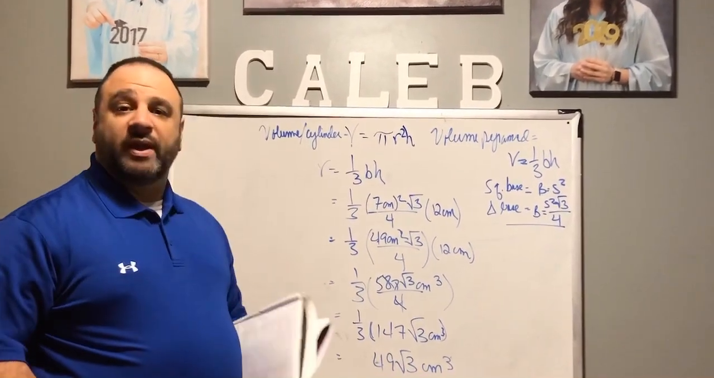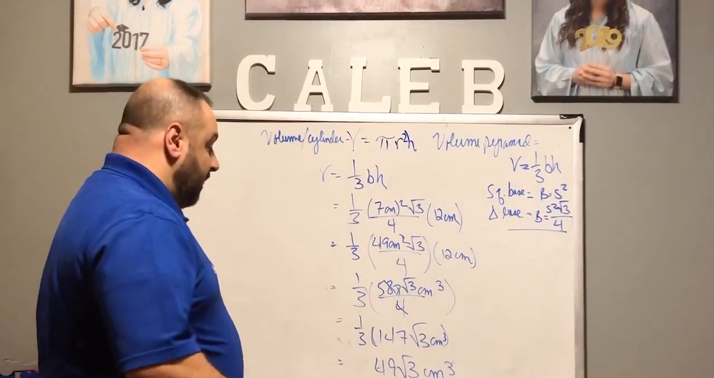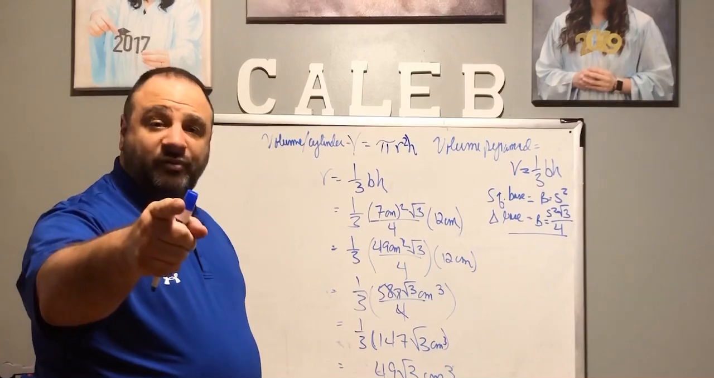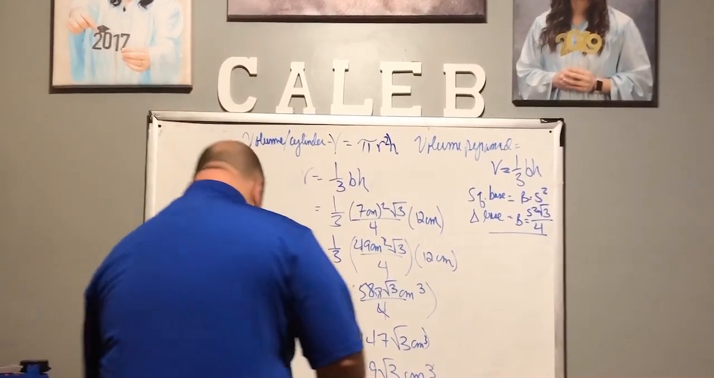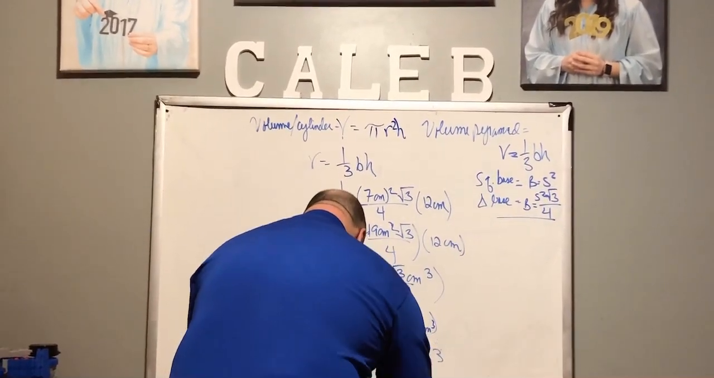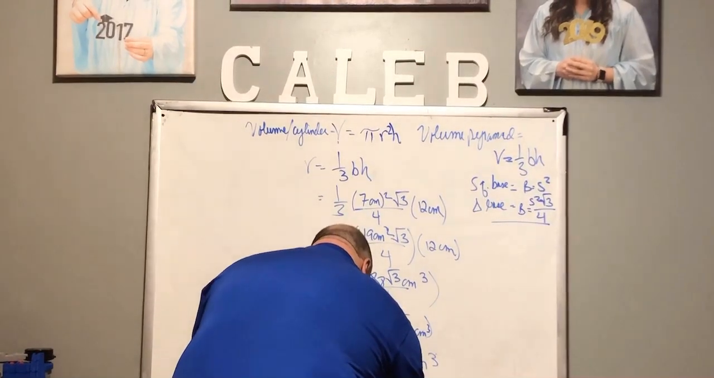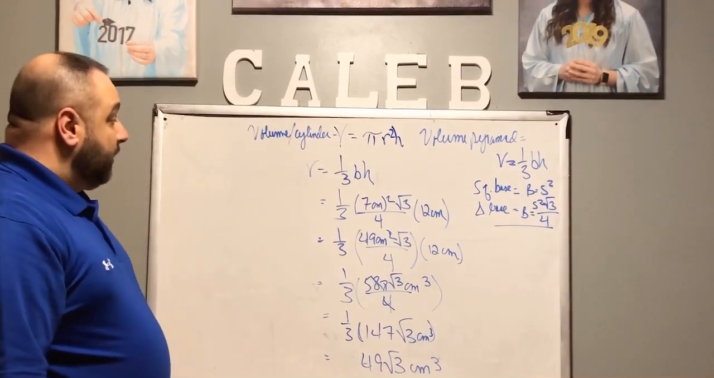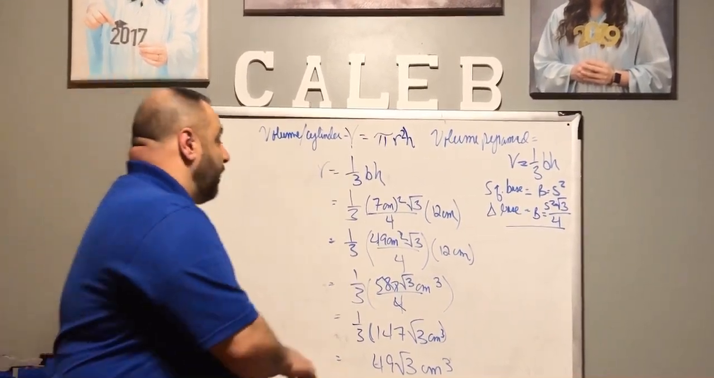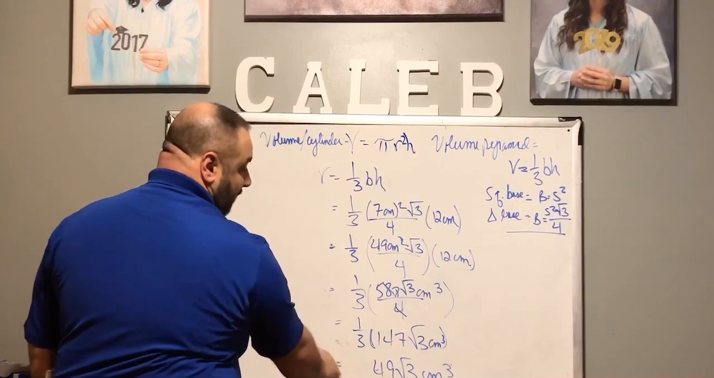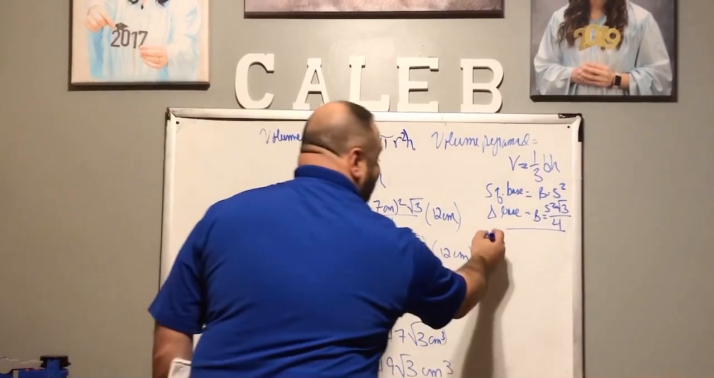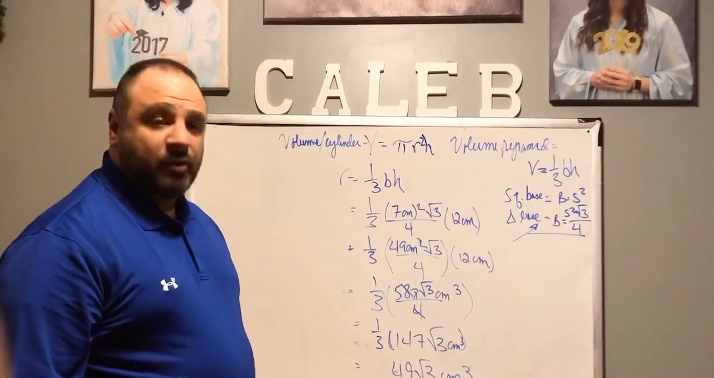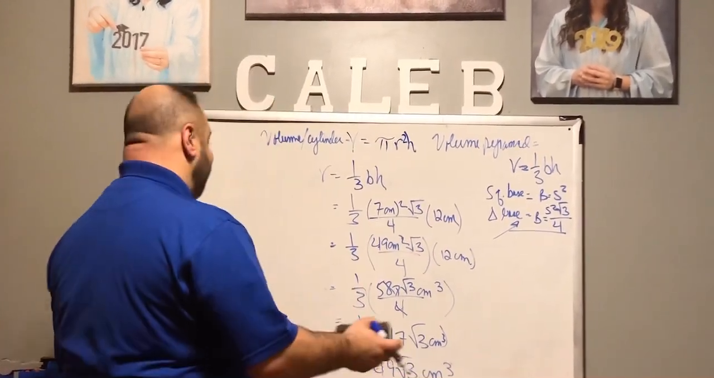49 square root of 3 centimeters cubed, and then we want to simplify that to decimal, so 49 times the square root of 3. Punch that into your calculator, and you should have your final answer of 84.87 centimeters cubed. Very important, working through this process. I want to leave the work down there for you. We have a regular triangular base, so you want to make sure that you use that function there.